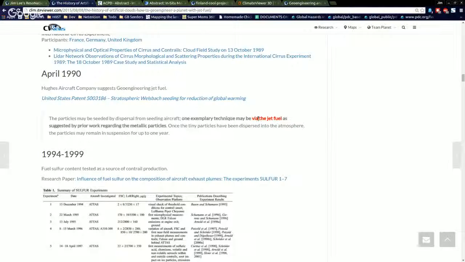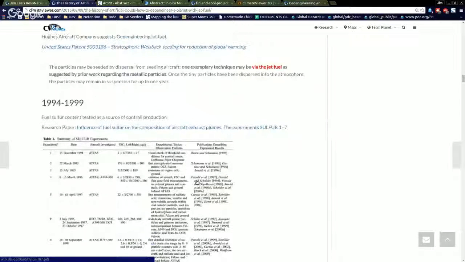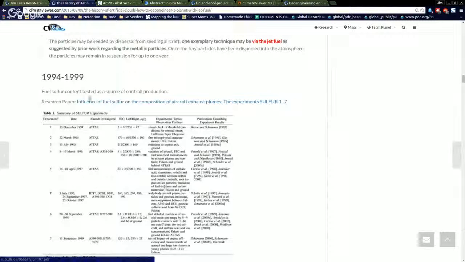One exemplary technique may be via the jet fuel, as suggested by our prior work regarding metallic particles. They're talking about putting tiny metal particles in the jet fuel. This is stratospheric Welsbach seeding for the reduction of global warming. Very famous patent. Everybody talks about it. But did you know about this one?